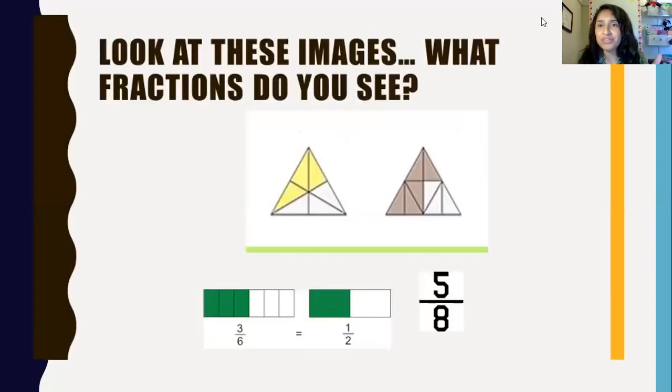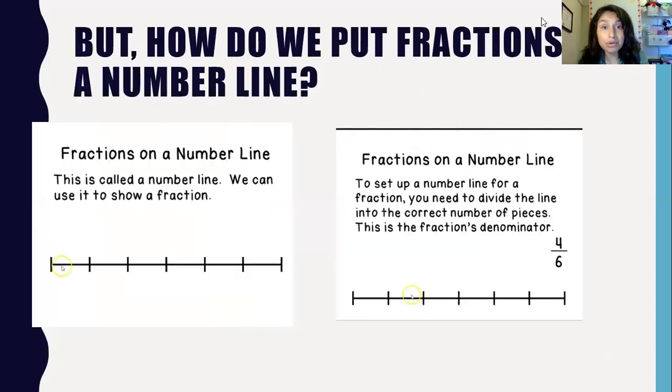All right, we went over this last week and we looked at images to identify the fractions, but this time we're going to identify fractions on a number line. So how do we do that? Well, this is how I'm going to explain it. So we know what a number line is. We use a number line to multiply, divide, add, subtract, etc. But how do we use it to show fractions?